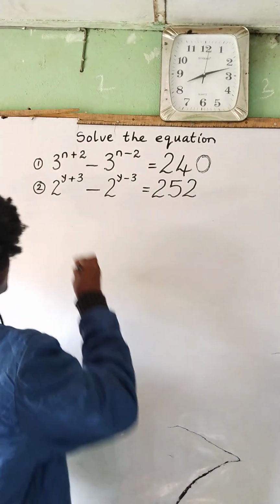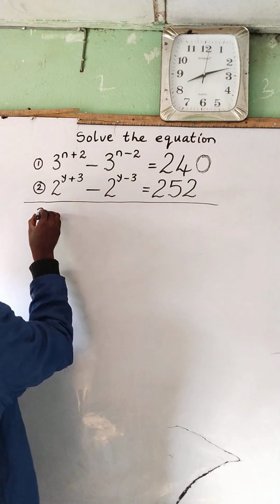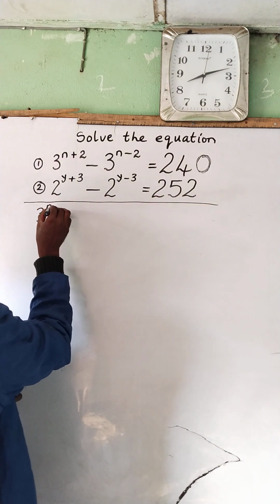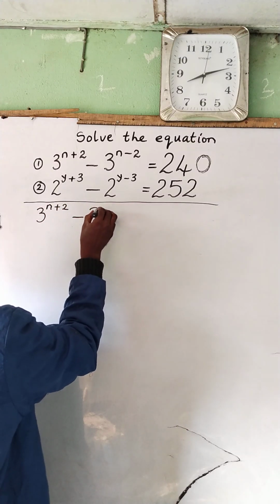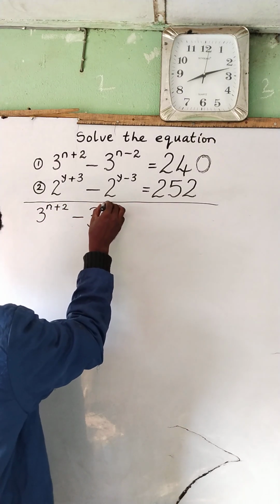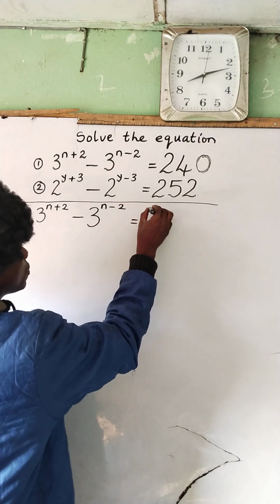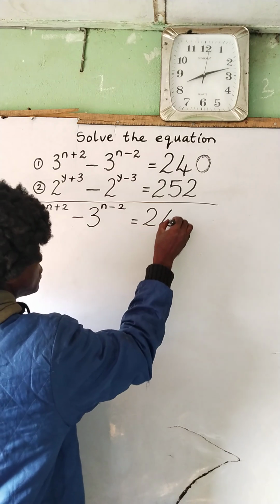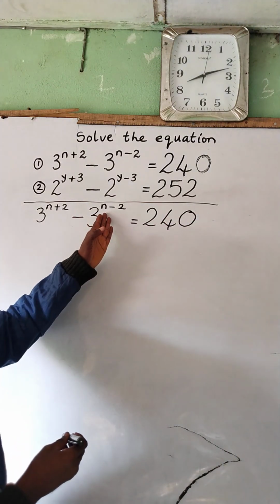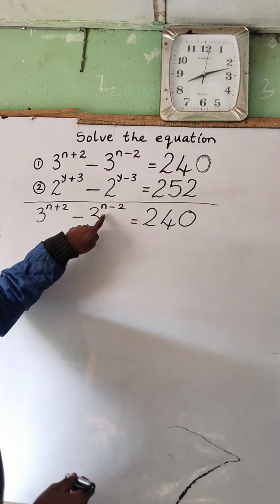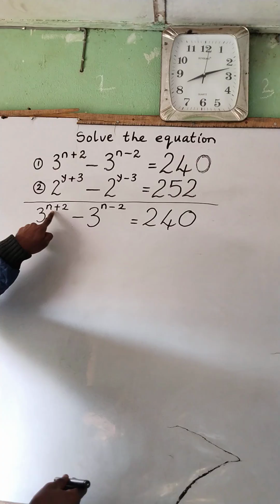So in question number 1, we have 3 to power n plus 2 minus 3 to power n minus 2 is equal to 240. So to solve this question, at this right hand side, the exponent is what? n minus 2. This side we have n plus what?